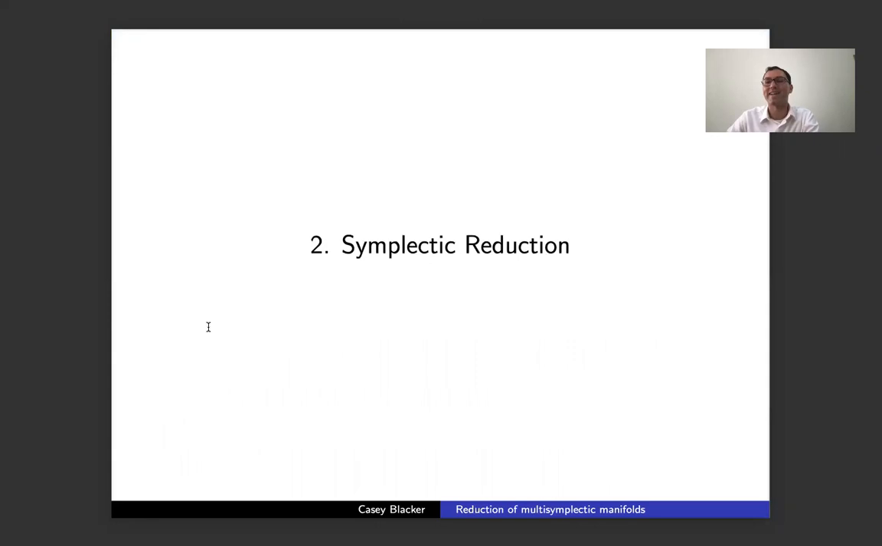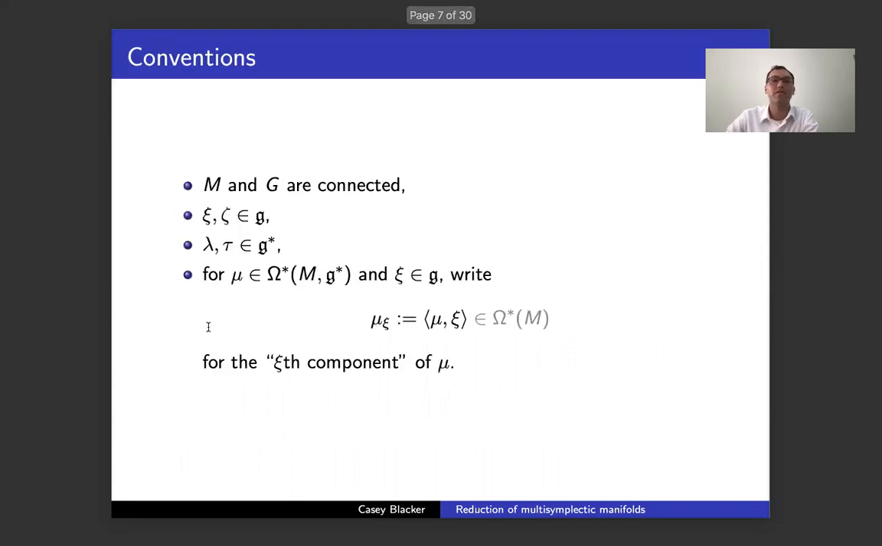Now I'd like to describe, and I'm watching the time, the classical symplectic reduction theorem. First of all, I'd like to establish some conventions regarding our notation and terminology. M will always be a connected smooth manifold. G is always going to be a connected Lie group. Xi and zeta will always be elements of the Lie algebra of G. Likewise, lambda and tau will always be dual Lie algebra elements.